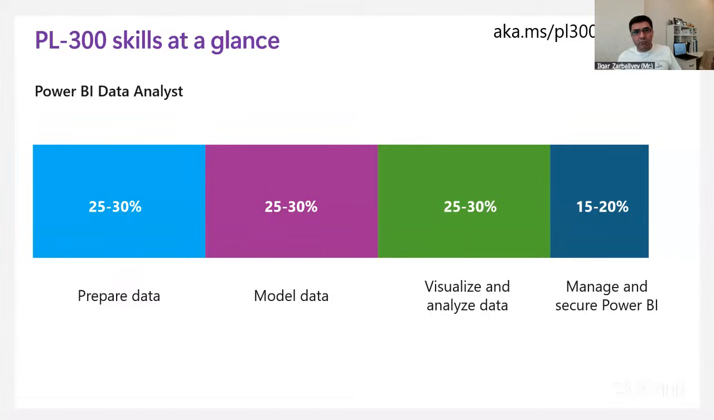The PL-300 Power BI Data Analyst Associate exam is divided into four major skills areas: prepare data, model data, and visualize and analyze data. Each represents approximately 25 to 30% of the exam. Manage and secure Power BI represents around 15 to 20%. And this means that every domain is important. But today's session will mainly focus on the prepare data section, actually the theoretical part of this section.